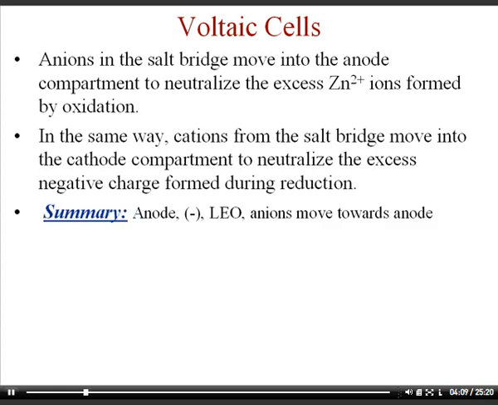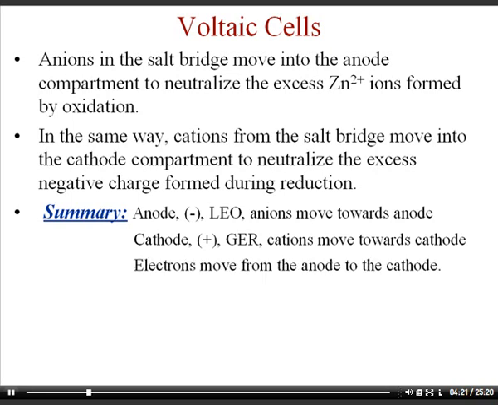So here's a little summary. The anode is negative, and we say that it loses electrons, so it's called oxidation, and the anions in the salt bridge move towards the anode. And the cathode is positive, it gains electrons, it's being reduced, and the cations go towards the cathode compartment. And the electrons always move from the anode to the cathode. That's from the negative to the positive.